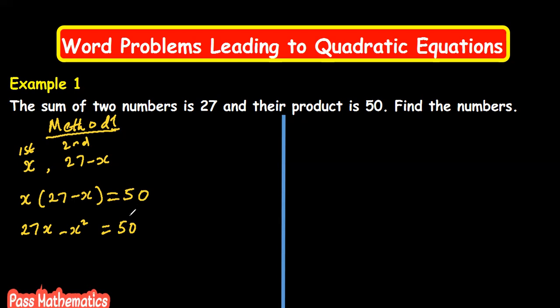Yes, now let's try to rearrange this to form a proper quadratic equation. So when we rearrange, we should have minus x squared plus 27x minus 50 equal to 0. So this is the same thing. When we multiply through by minus 1, this becomes x squared, and this becomes minus 27x, and this becomes plus 50 equal to 0. So this is the quadratic equation.